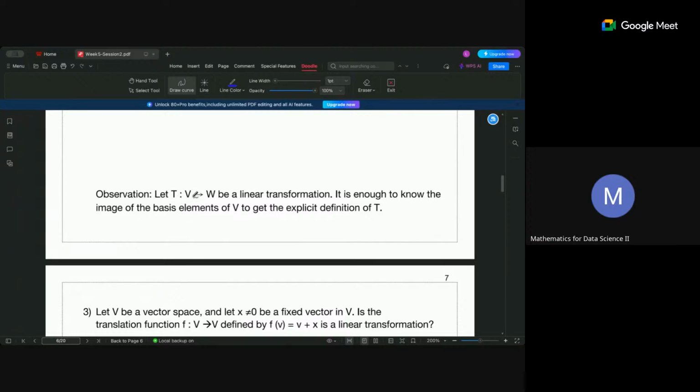If you have a transformation T from V to W, it is enough to know the images of the basis elements of V to get the explicit definition of T. You understand the importance of the basis. Basis helps us to understand the whole vector space. That itself is a big thing. If you have a basis, you can express any vector using the basis elements. Now, you are able to even define the whole linear transformation by only defining the images of the basis elements.